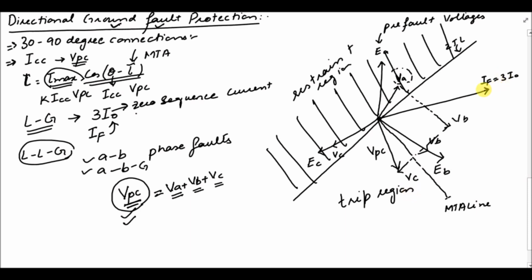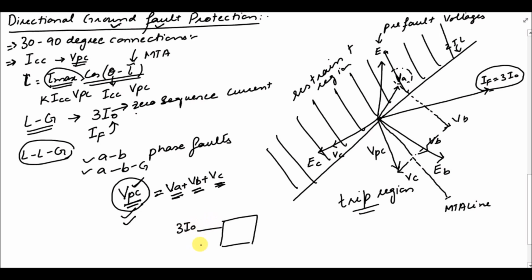So the fault current is in the trip region. So if we use the VPC, which is actually the summation of VA, VB and VC, then the potential coil voltage value will provide satisfactory results in order to detect the directionality in case of directional ground faults. So what are the inputs of the directional relay in case of ground faults?